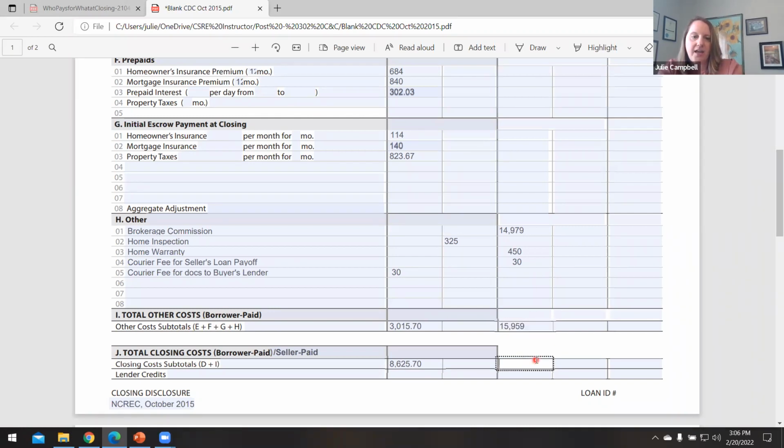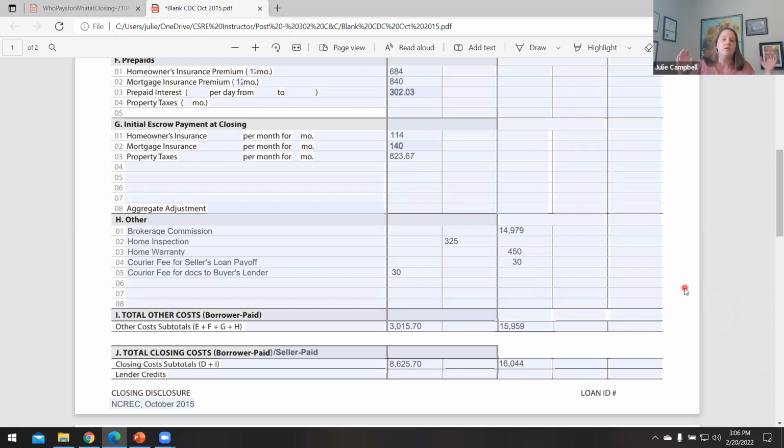The seller's J is their D plus I. So D was 85, I was the 15,959. So for the seller's J, we get $16,044. These are all the seller's debits to third parties. Everything on page 1 is a debit, and it's all stuff we're paying to third parties. If you're not the buyer or the seller, you're a third party.